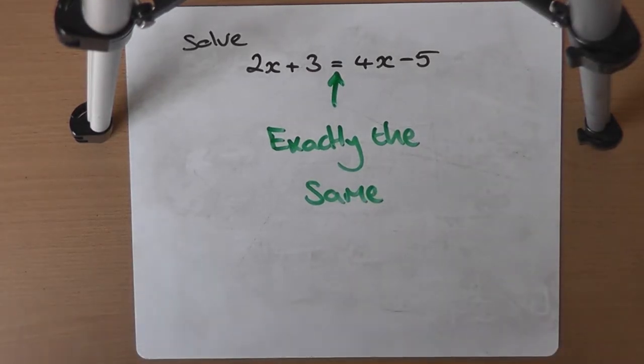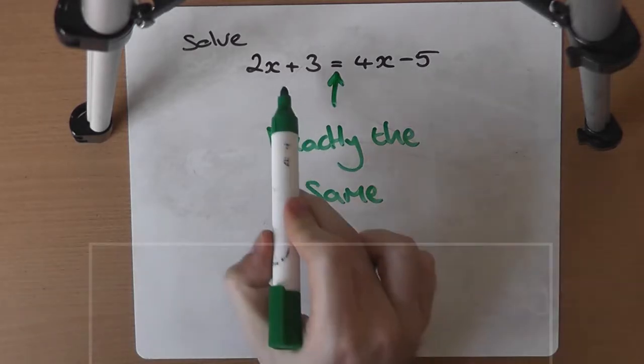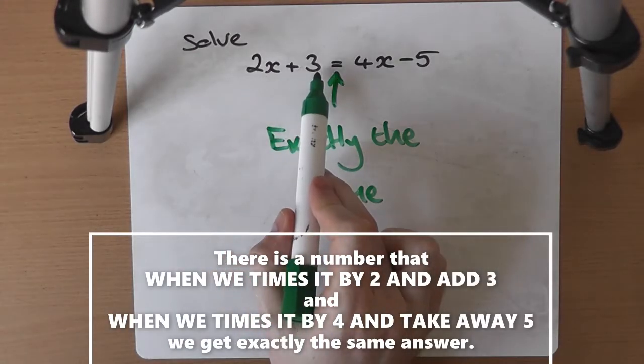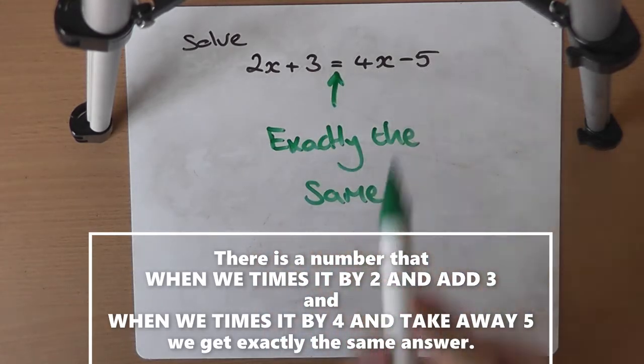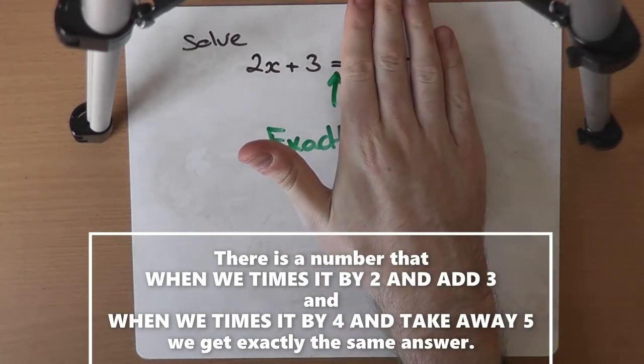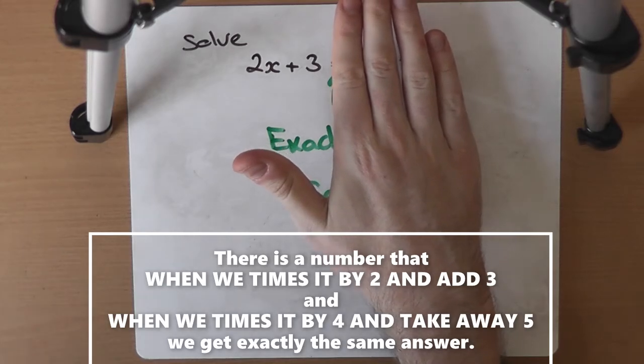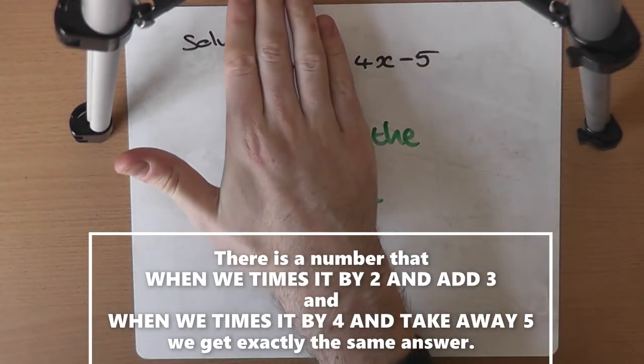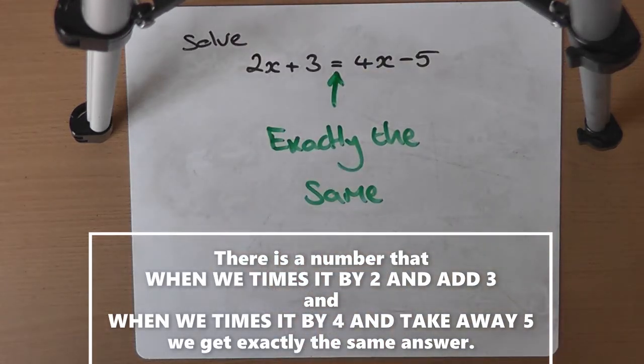Which is why we can have things like 1 plus 2 equals 3, because 1 add 2 and 3 are exactly the same things. Which means that what this question is saying to us is, there is a number that when we times it by 2 and add 3, and when we times it by 4 and take away 5, we get exactly the same answer. Now, we don't know what that answer is. We just know that it's the same in both cases. The expression here on the left, there is a particular number, x, that when we do this to it, and when we do this to it, we get the same answers.